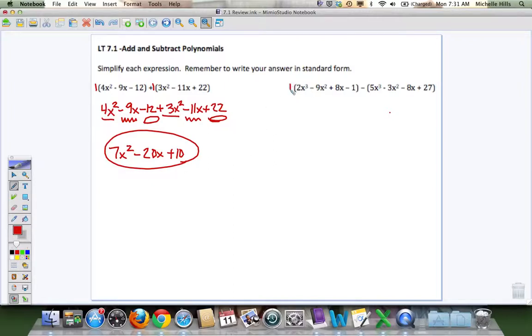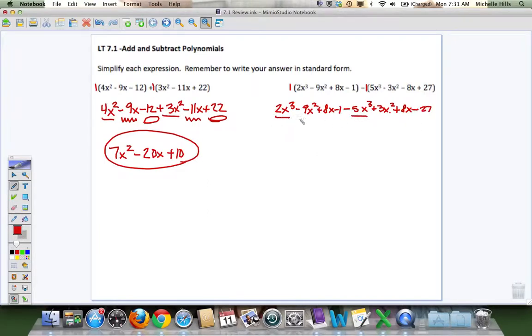In the second problem, there's like a positive 1 in front of the first set of parentheses, so it's 2x cubed minus 9x squared plus 8x minus 1. But it's like a negative 1 in front of the second set of parentheses because of the minus. So when I multiply by negative 1, all of these signs will change. And I get a minus 5x cubed plus 3x squared plus 8x minus 27. So all of those signs change.